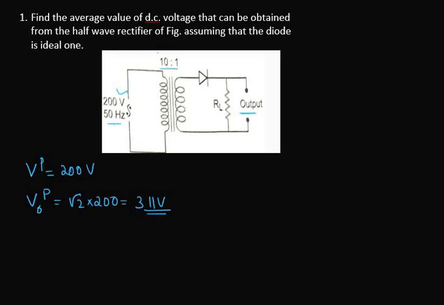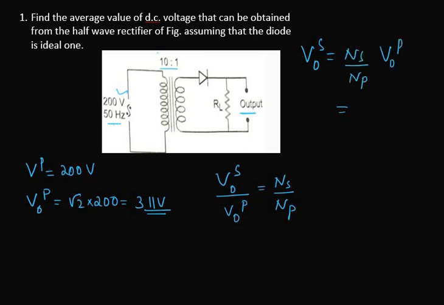For the secondary voltage we can use this formula: peak value of secondary voltage divided by peak value of primary voltage will be equal to number of turns in the secondary by number of turns in the primary. This is the formula for a transformer. From this, the peak value of secondary will be equal to Ns by Np into V0p. So Ns over here is 1, Np is 10, into V0p, that is 311 volt, which will be equal to 31.1 volt. So this is the peak value of secondary voltage.